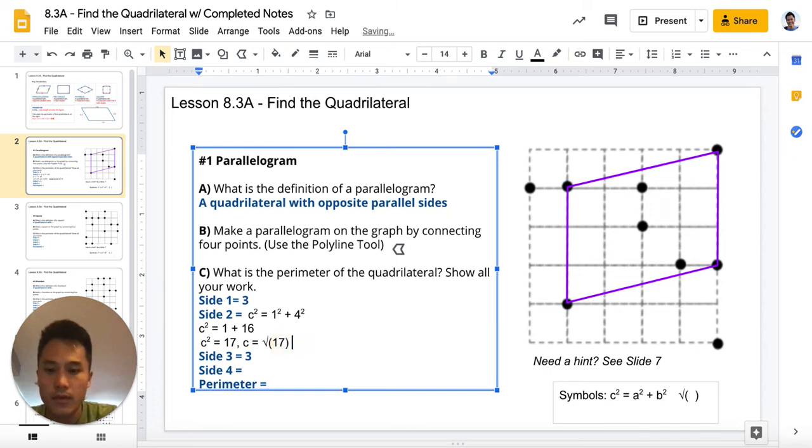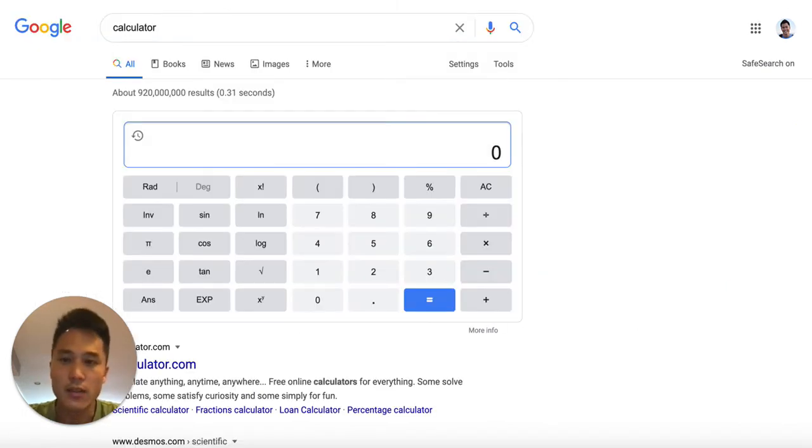Now, because we're going to be adding all of these numbers together, I actually do want you to round and find a decimal for what the square root of 17 is. So you will need to use a calculator for that. You can use one on your phone, or if you have a calculator, or just on the computer is fine. I just did a Google search for calculator, and this is what I got. Square root, click that button, 17 equals 4.1231, blah, blah, blah.